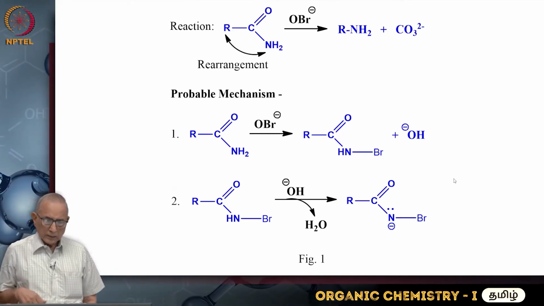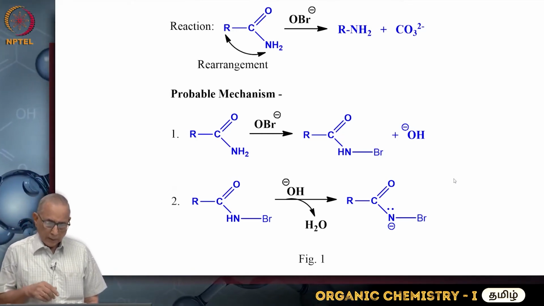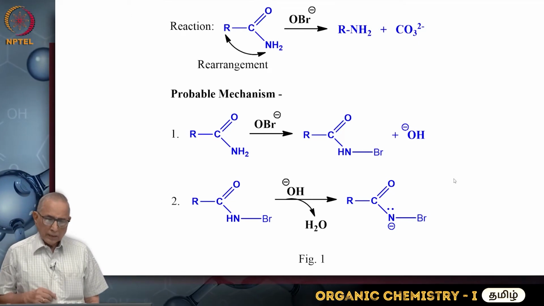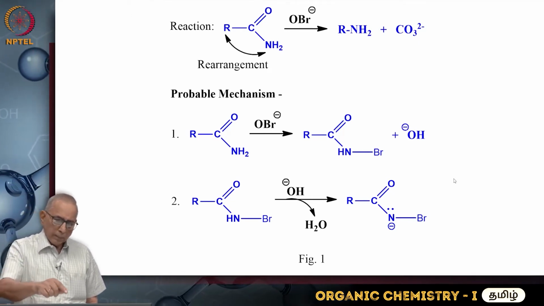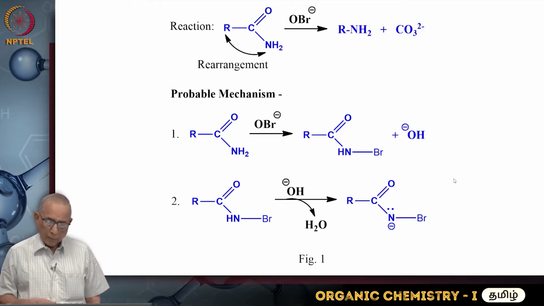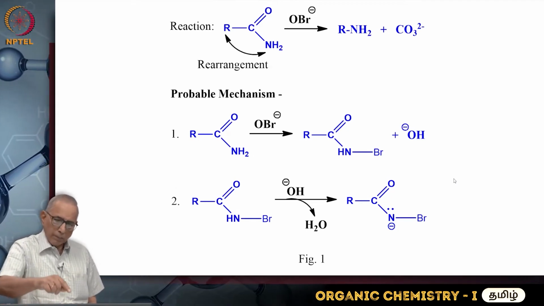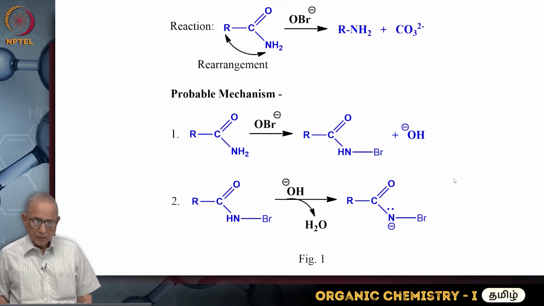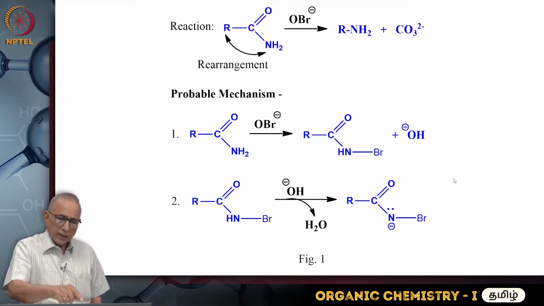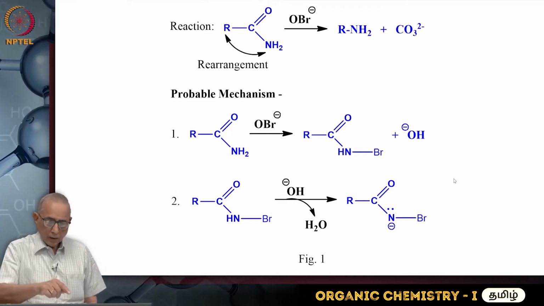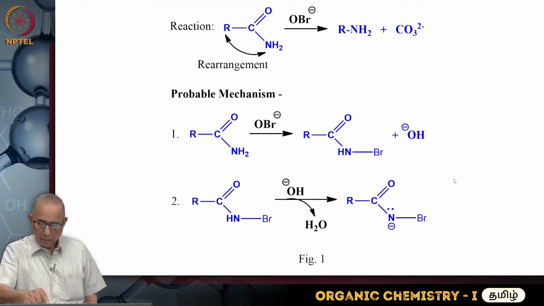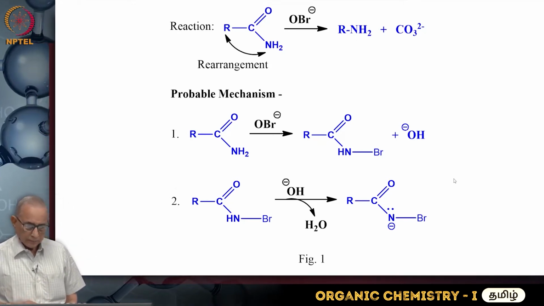One of the reactions comes from amide. We saw the preparation of amide here. If you treat this amide with OBr minus, sodium hypobromite, that is bromine and sodium hydroxide, you get primary amine plus carbonate.